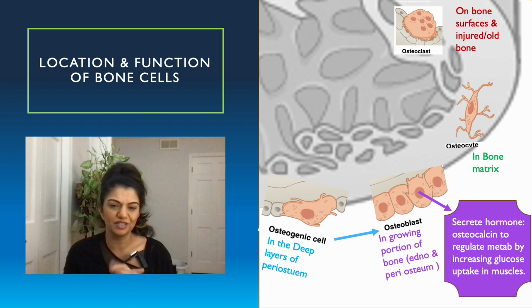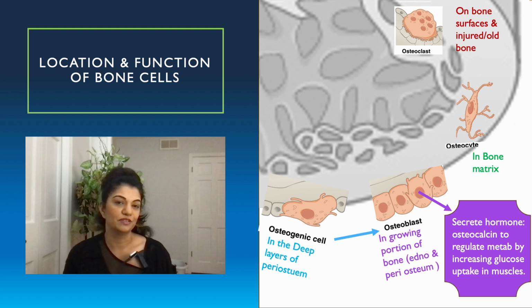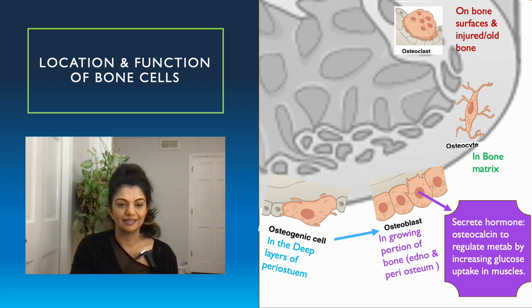Oh, the last thing I wanted to mention, as you see in the purple placard there, is that osteoblasts secrete a hormone too, called osteocalcin, and this helps to regulate metabolism by increasing glucose uptake in the muscles. So just a little side note.